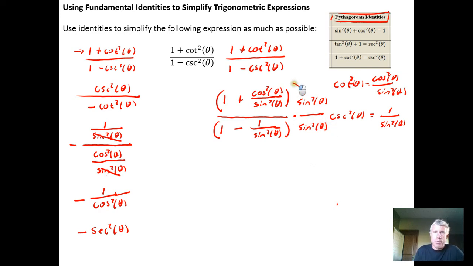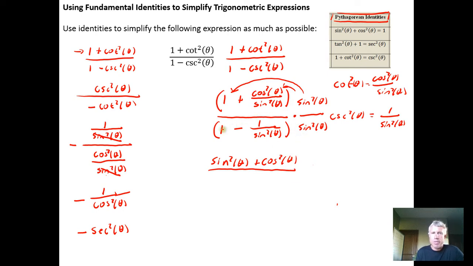And then I can distribute the sine squared into each of these sets of parentheses. So I get sine squared times 1 is sine squared of theta, plus the sine squared will distribute in here and cancel with the sine squared in the denominator, because sine squared divided by sine squared will be 1. 1 times cosine squared is just cosine squared of theta. All over, distribute the sine squared into the parentheses.